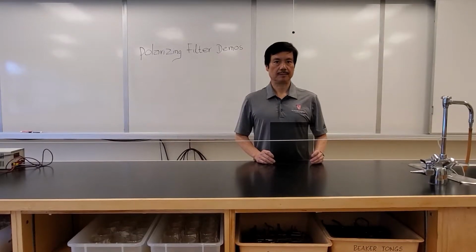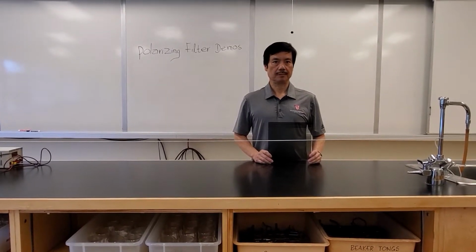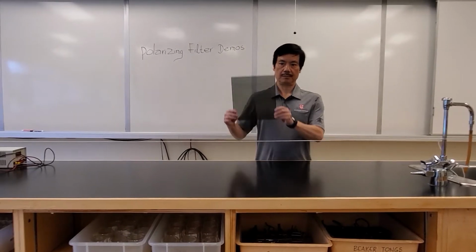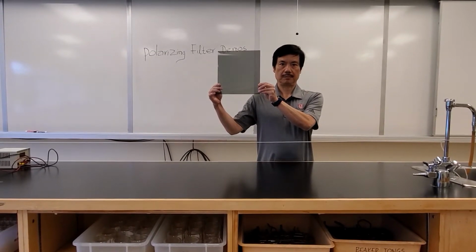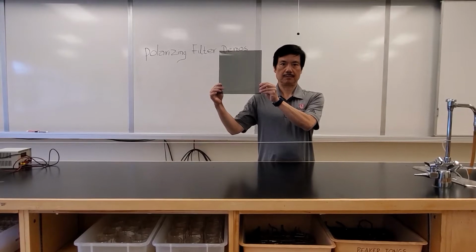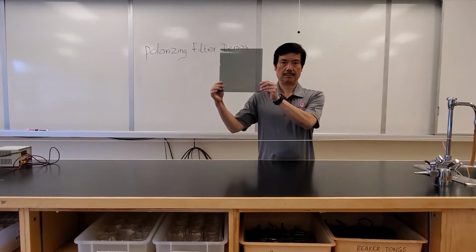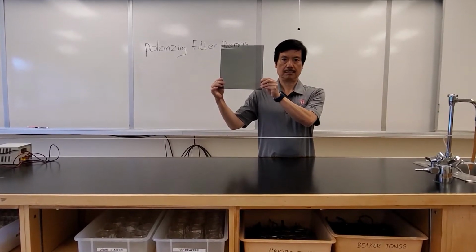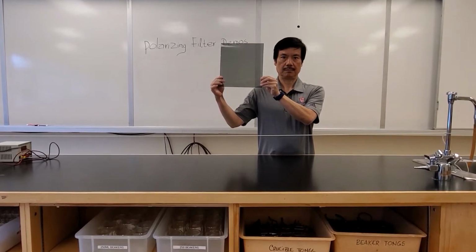Good morning, students. Today, we are going to be doing some demonstrations on how polarizing filters work. This is a polarizing filter. It is a polyvinyl alcohol plastic sheet with iodine doping. We're going to show you how light can be polarized by using these sheets today.